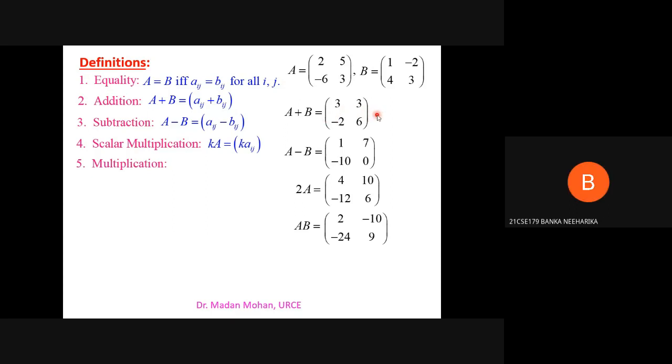Right, sir. The reason is 2 plus 1, 5 minus 2, like this. What is A minus B? Is it right or wrong? Right, very good. What about 2A? Right, sir. What about AB? Right, sir.